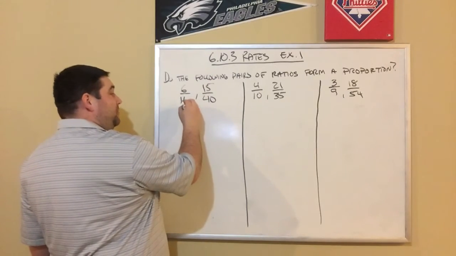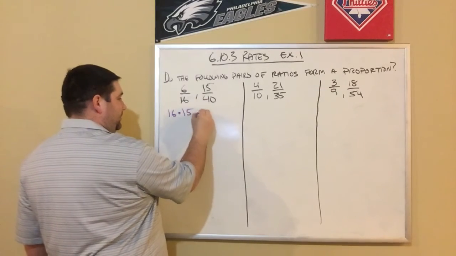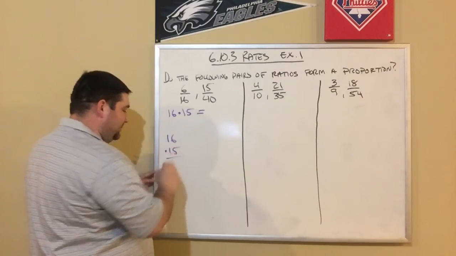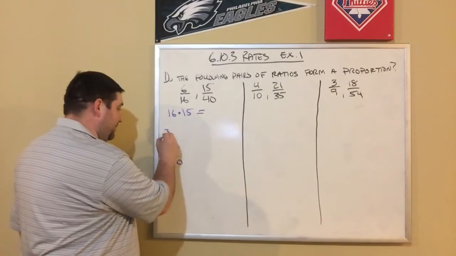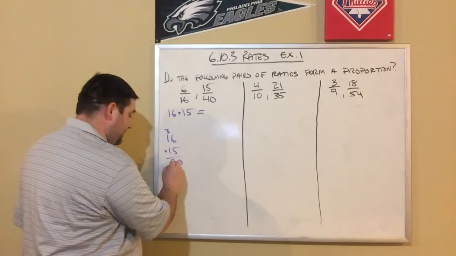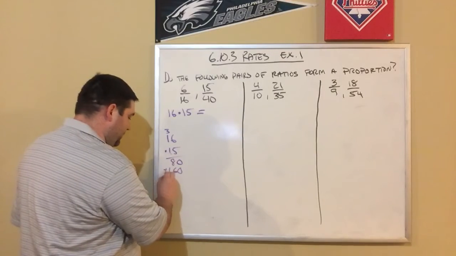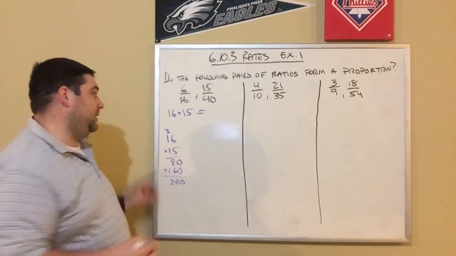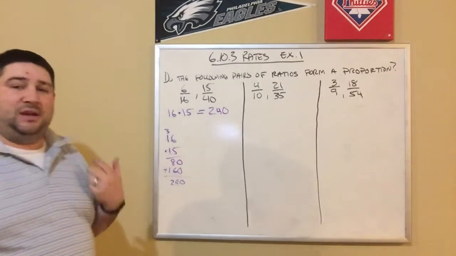So what we're going to do is 16 times 15. I'm going to come off to that side here and do that. 16 times 15. 5 times 6 is 30, carry my 3. 5 times 1 is 5, plus 3 is 8. I add a 0, 1 times 6 is 6, 1 times 1 is 1. Add those up, I get 240. So I figured out 16 times 15 is 240.